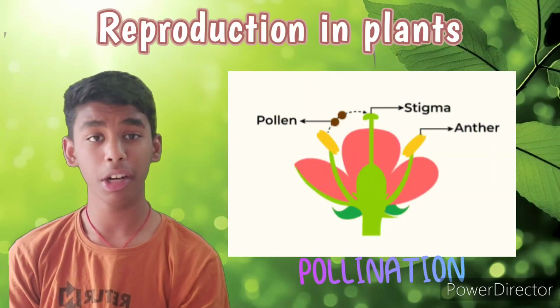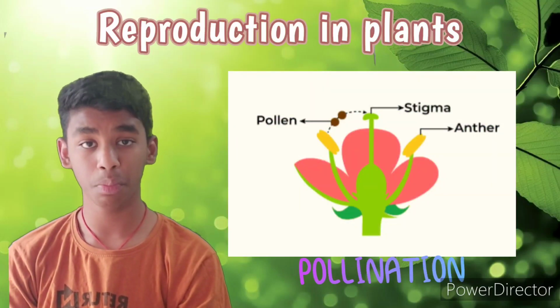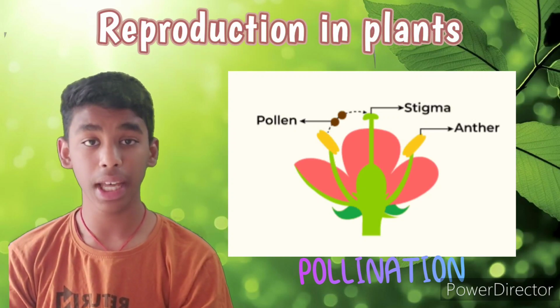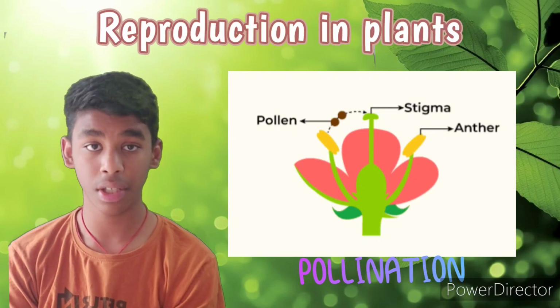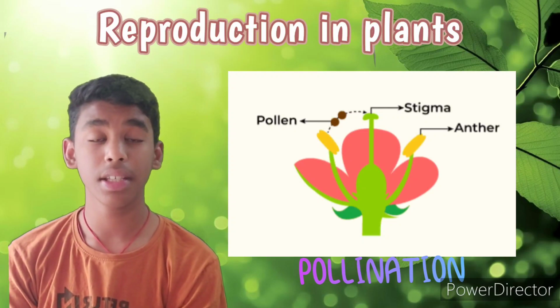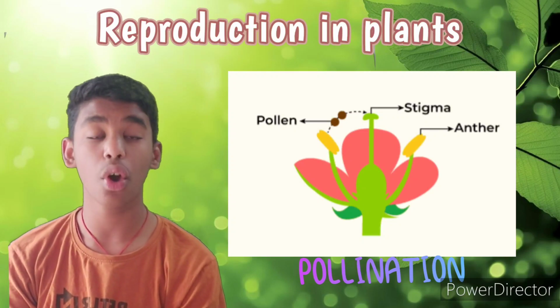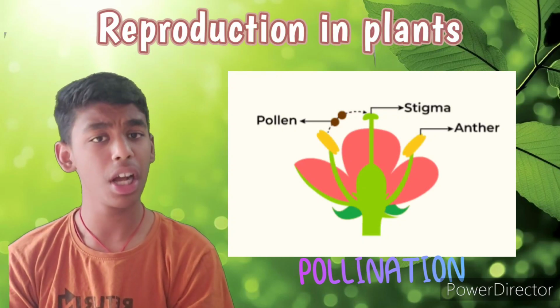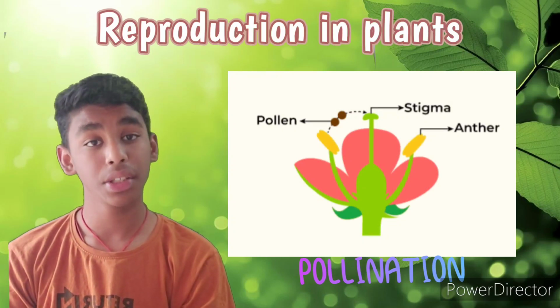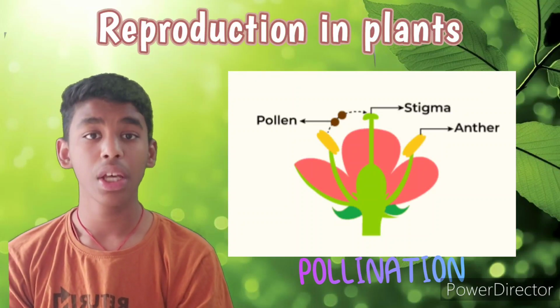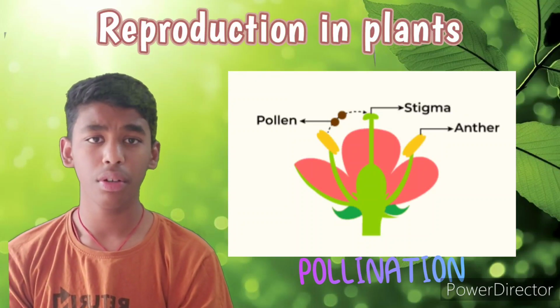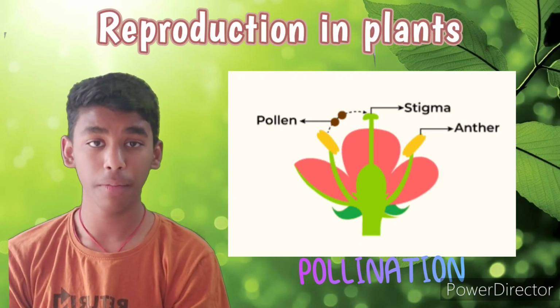So the male reproductive part and the female reproductive part are useful in fertilization, which in turn creates a new fruit which contains the seeds. And we all know that seed is the fundamental unit from which all the plants grow. There are some other plants that don't involve seeds, but we'll discuss them later in this video. So let's go deep into the male reproductive part of the flower.